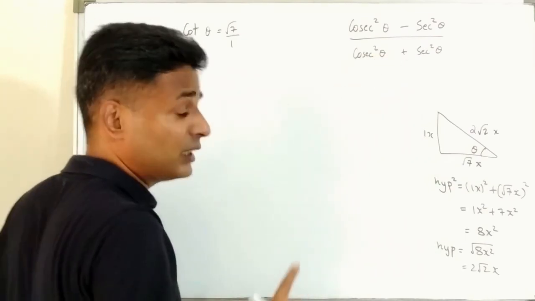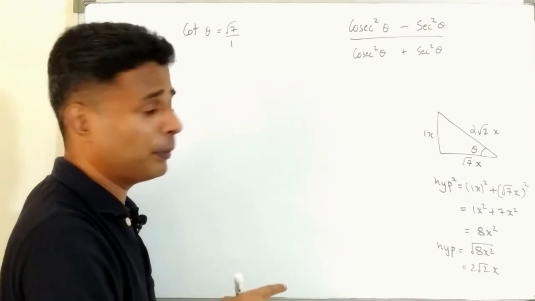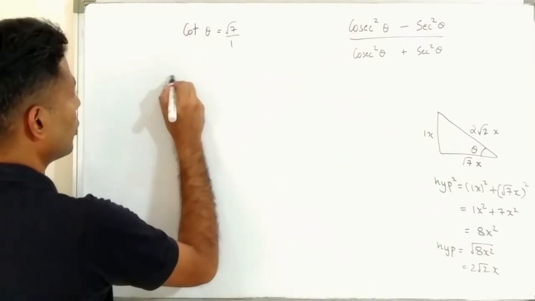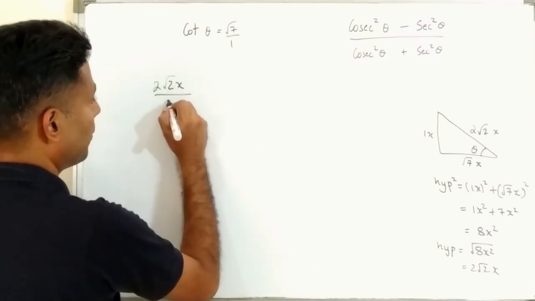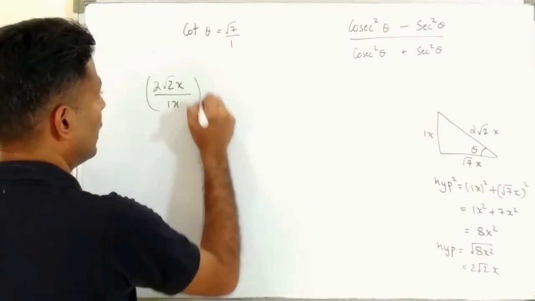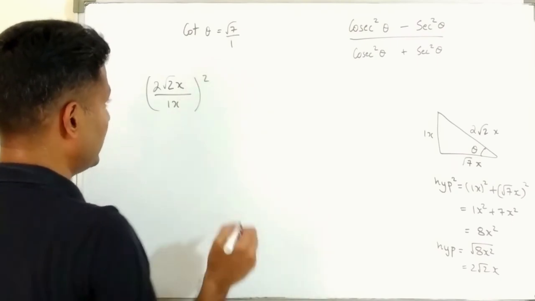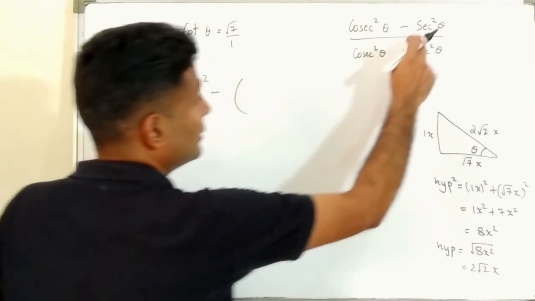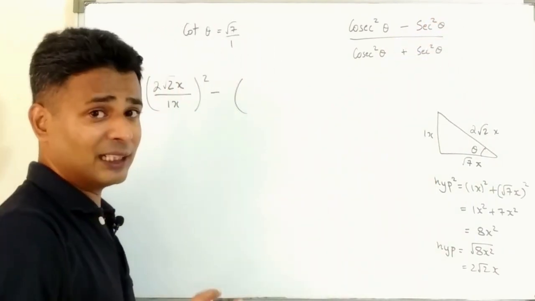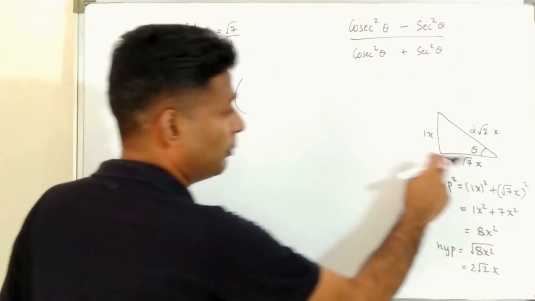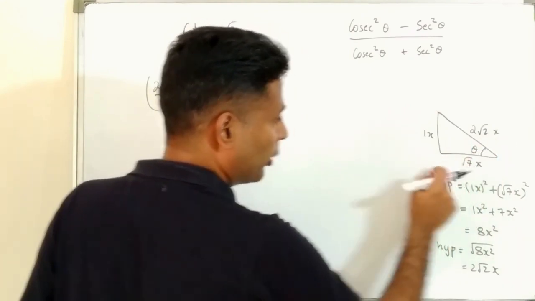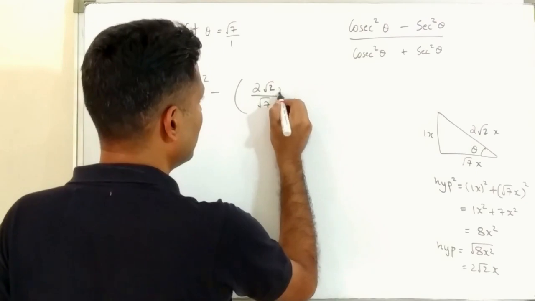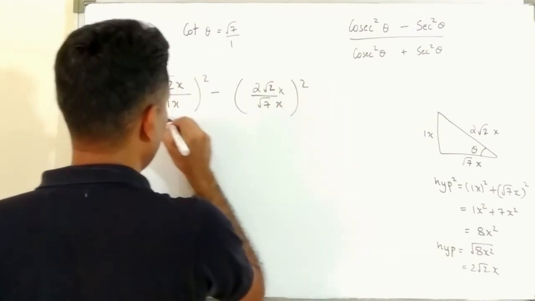Now cosec. Cosec is reciprocal of sine. Sine is opposite by hypotenuse. So cosec will be hypotenuse by opposite. So 2 root 2x by 1x. And they have said cosec square theta, so it is 2 root 2x by 1x whole square minus sec square theta. Now sec is reciprocal of cos, cos is adjacent by hypotenuse, so sec will be hypotenuse by adjacent, so 2 root 2x by root 7x whole square.